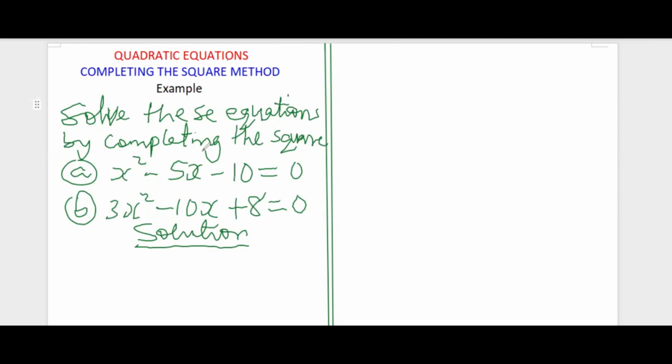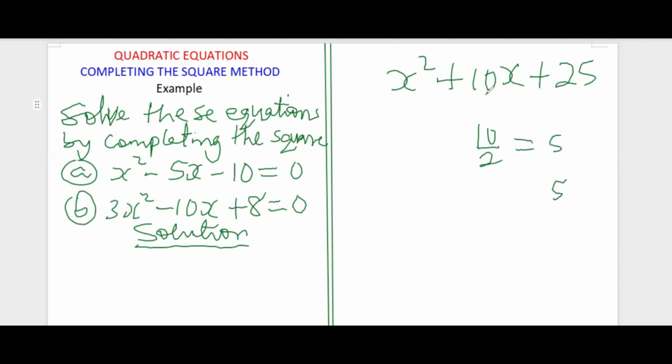For example, let us look at this. If we have x squared plus 10x plus 25, it's a perfect square because, given that the coefficient of x squared is 1, if you divide the coefficient of x, 10, by 2, it will give you 5. And if you square that 5, it will give you 25. That is, if you divide this coefficient by 2, and you square the result and it gives you the constant, then such an expression is said to be a perfect square.